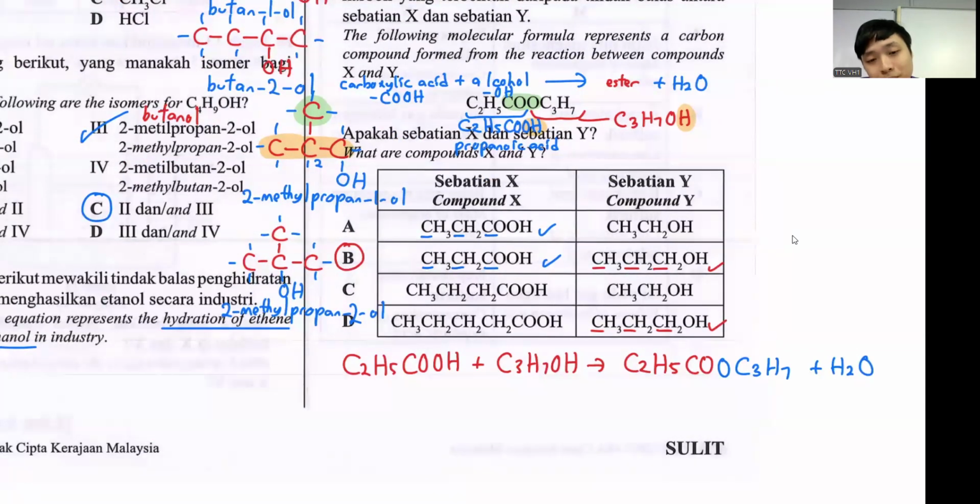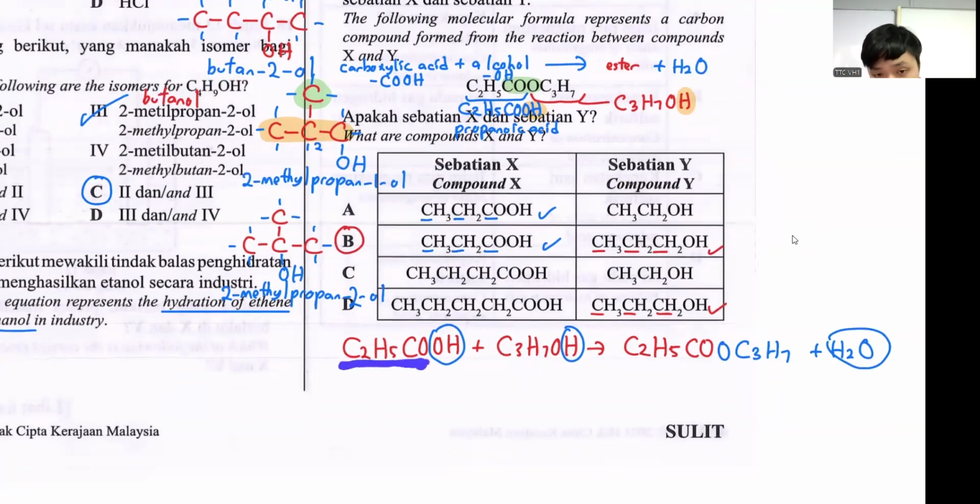This is esterification. You see, they take out OH from the acid. They take out H from alcohol. So you will get H2O on the other side. Then the leftover you combine as ester. You see, right? C2H5COOC3H7.